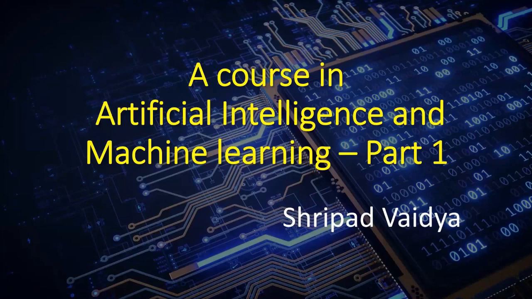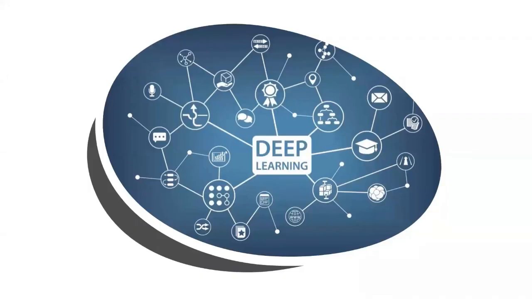Let's begin with a course on artificial intelligence and machine learning, or AI and ML. And we also have coverage on deep learning. By the way, AI and ML are only the words which are famously used in the industry. It means artificial intelligence, which includes AI, ML, and DL.